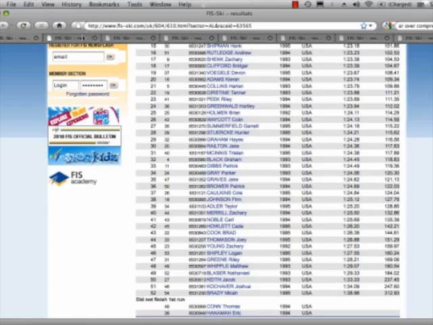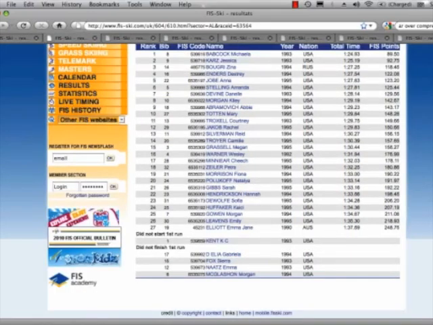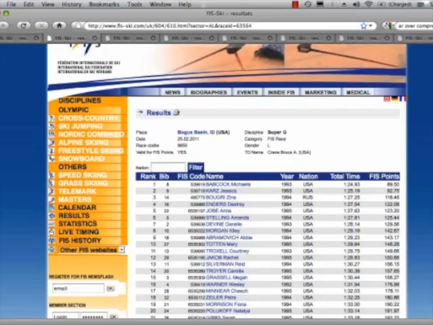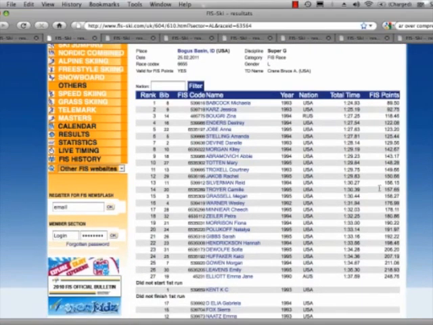Now we have Bogus Basin, Idaho, Ladies Super G from the same day. The winner got a penalty of basically 90. Add 90 plus 60 gets you to 150. There's 27 competitors, so the median is going to be 13 or 14. So they should have 150, and they have a little bit more than 150.